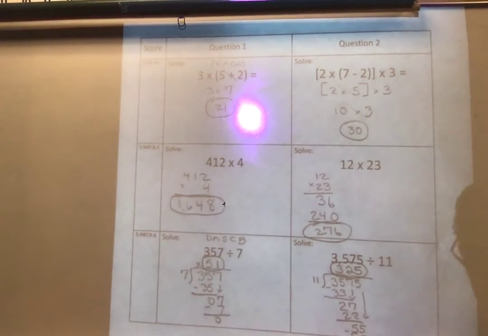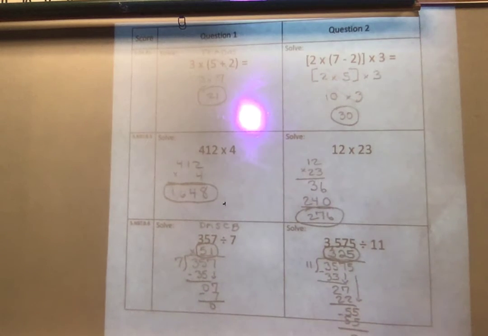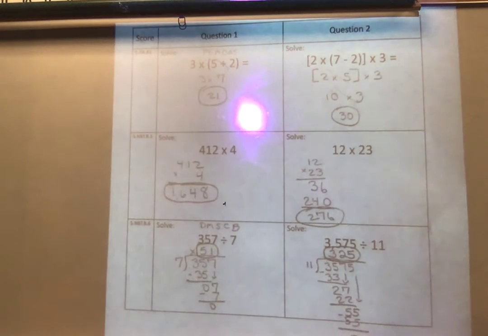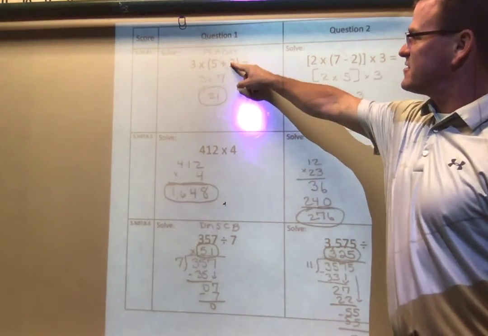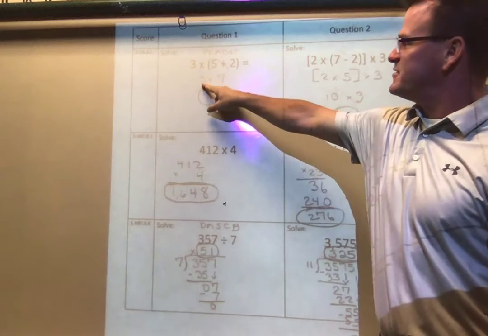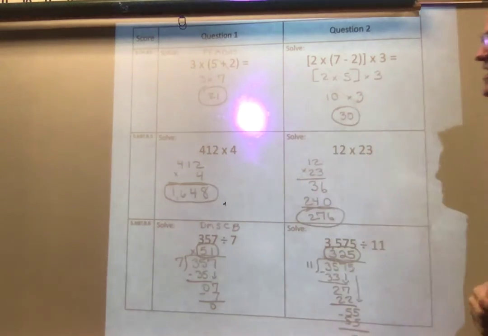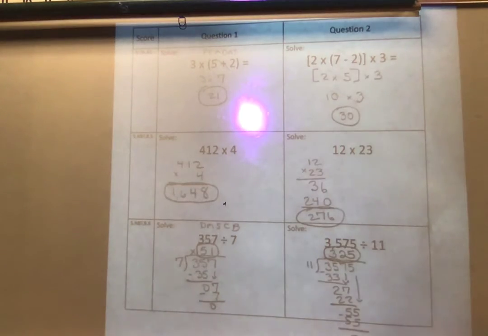All right, looking at the first one, going into our PEMDAS stuff, our order of operations. We know we do parentheses first. So here I would simply take 5 plus 2 and get 7. I like to cross out the work as I do it and show my steps and rewrite, kind of make that upside down triangle shape. Rewrite 3 times 7 is what it becomes, and so the answer is 21.